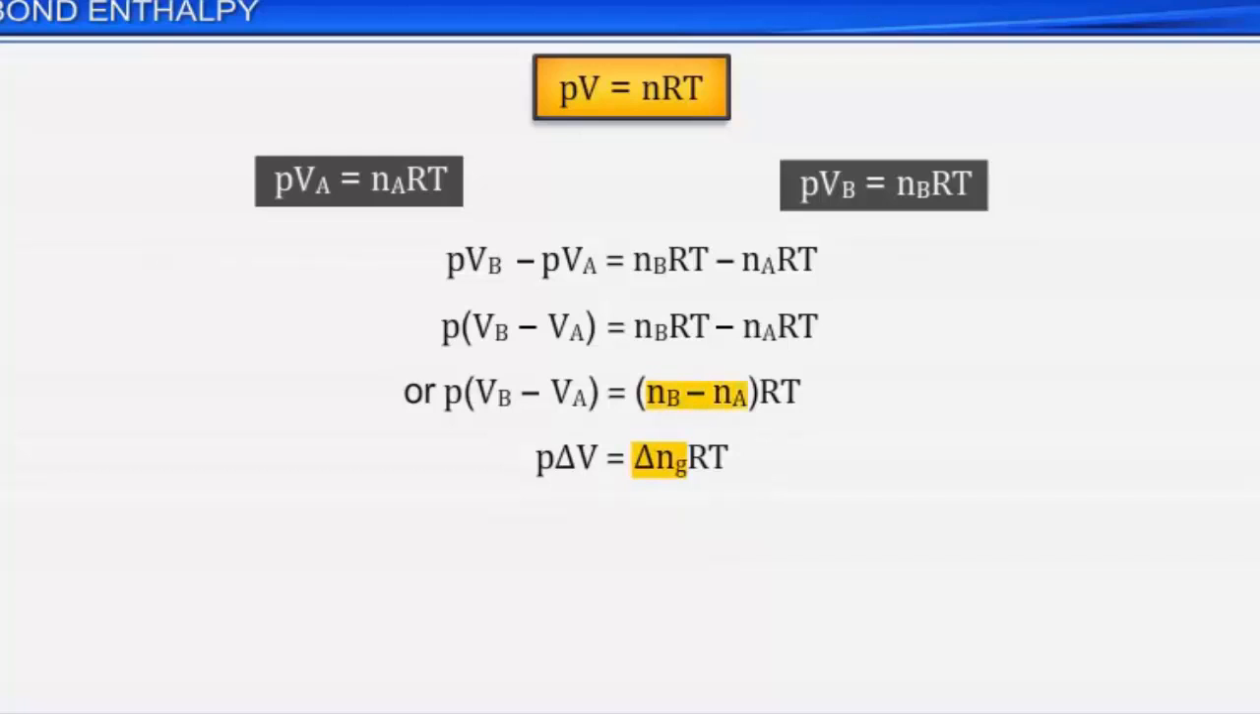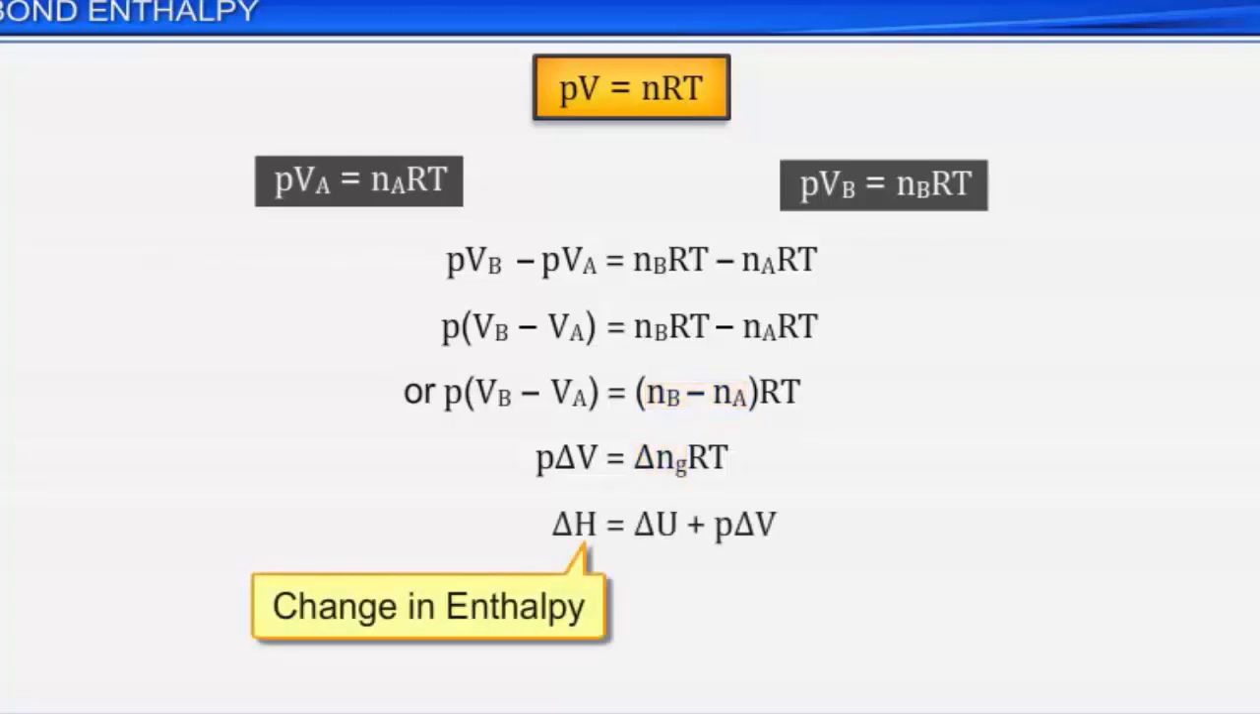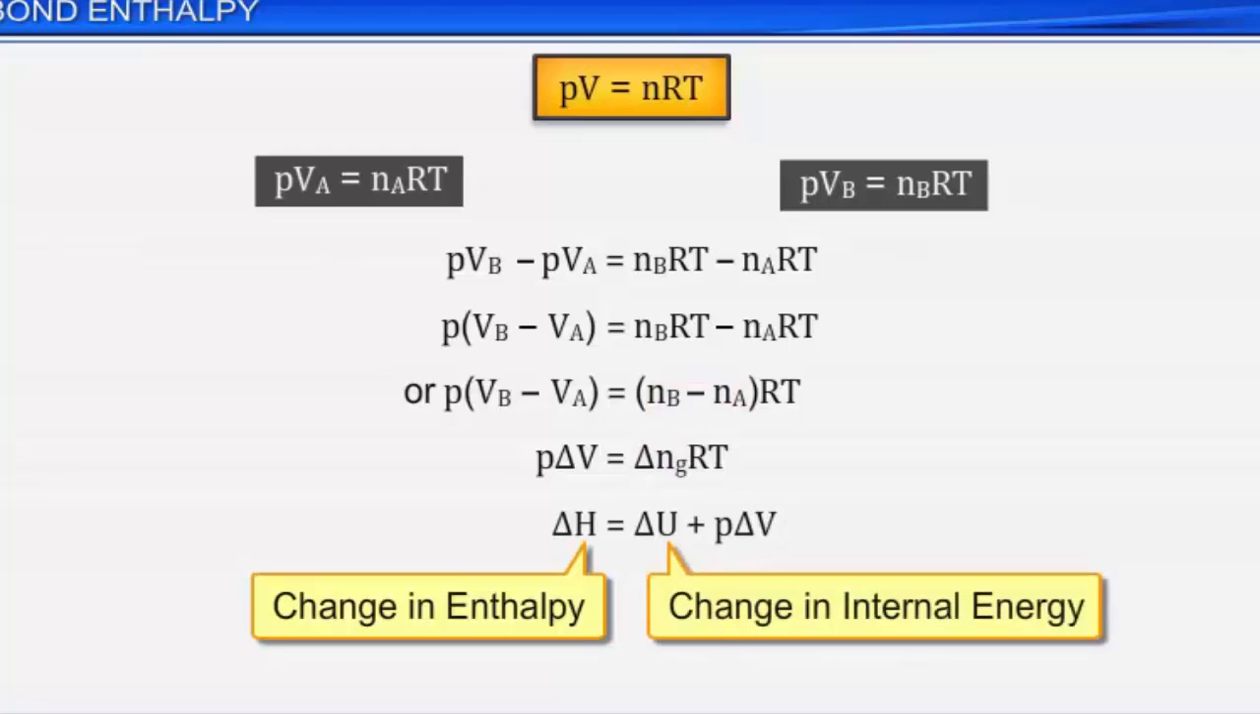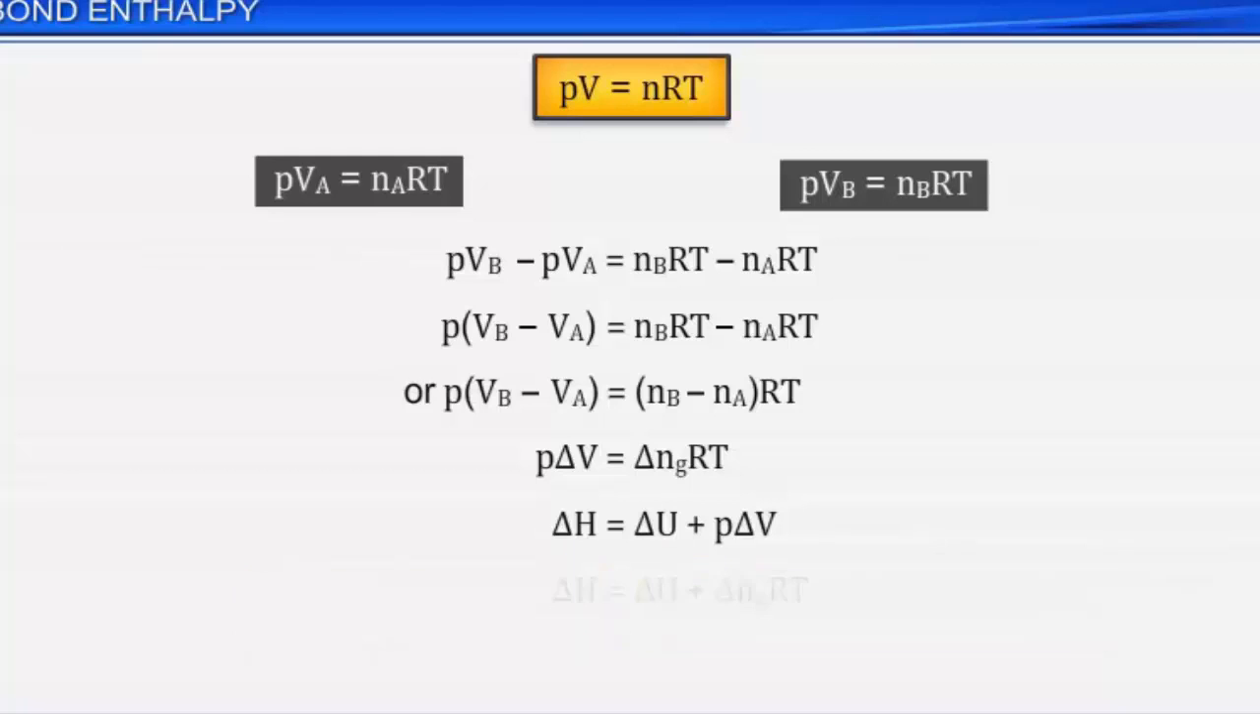We learned that change in enthalpy, delta H, equals change in internal energy, delta U, plus the product of pressure P and change in volume, delta V. On substituting the values, we get change in enthalpy delta H equals change in internal energy delta U plus change in number of moles of gas, delta n g, RT. This relation helps us in calculating the change in enthalpy from change in internal energy and vice versa.